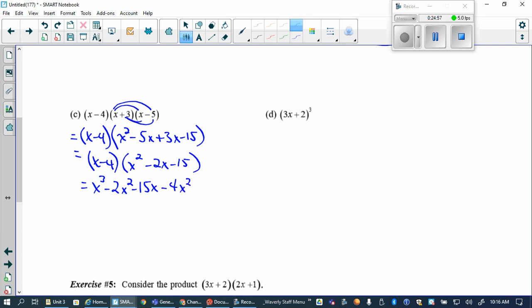Negative 4x squared, plus 8x, positive, negative times negative 2x is plus 8x, and then minus 15 times negative 4 is plus 60.